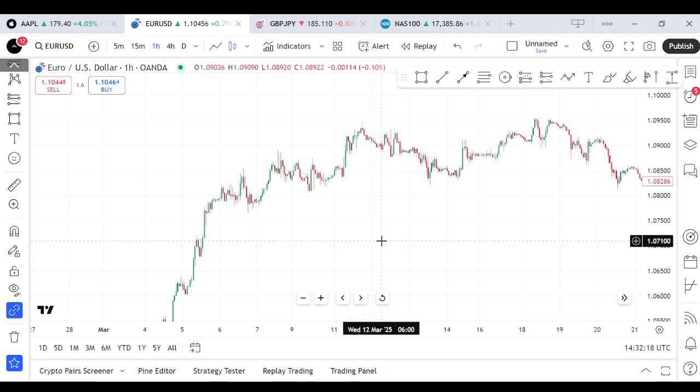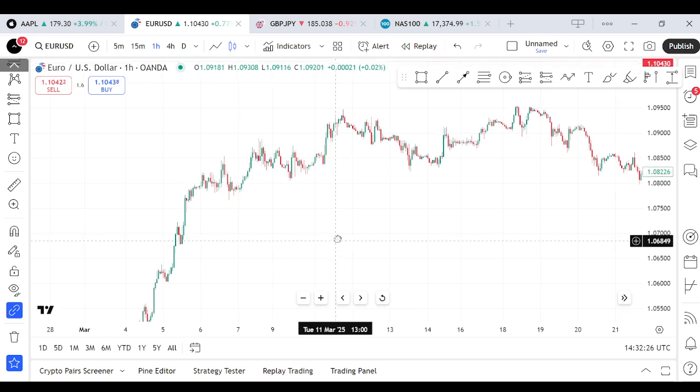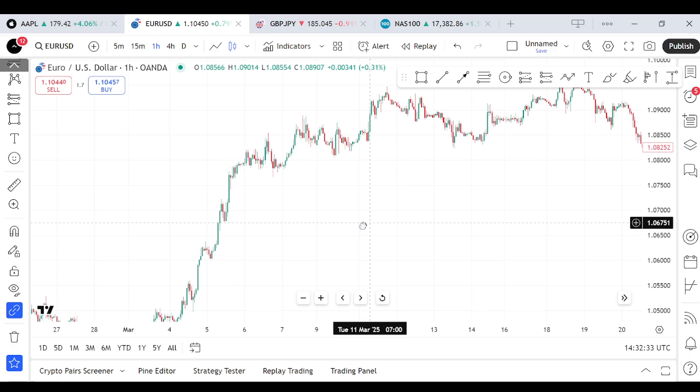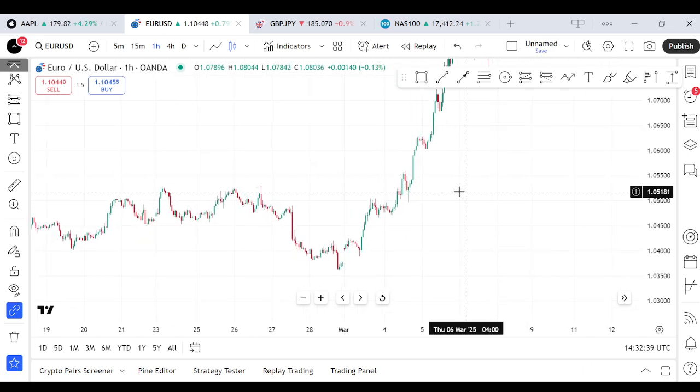In today's video, we are going to explore the Ichimoku Day Trading Strategy, which is a comprehensive approach that helps you analyze market trends, momentum, and key levels all in one glance. So stay with me until the end as I guide you step by step on how to use this strategy effectively in your day trading.